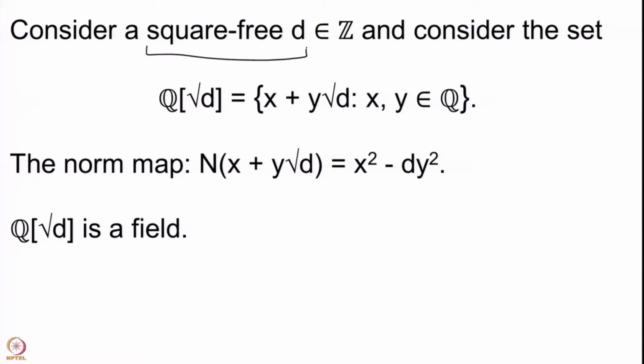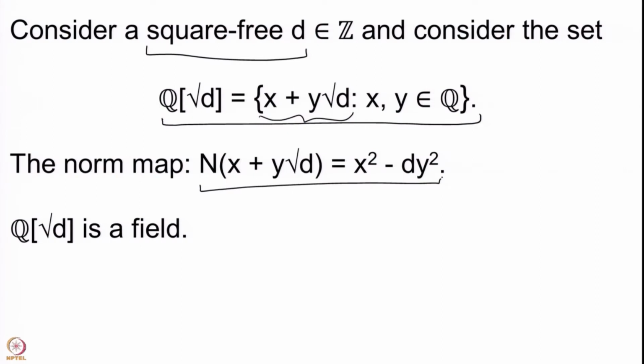a square free number, because when we take this set Q root D, in the sense that we take the elements x plus y root D, then it is enough to take the D's which are square free. That means there is no square dividing the D. We saw that there is this norm map defined on any such ring, any such set.